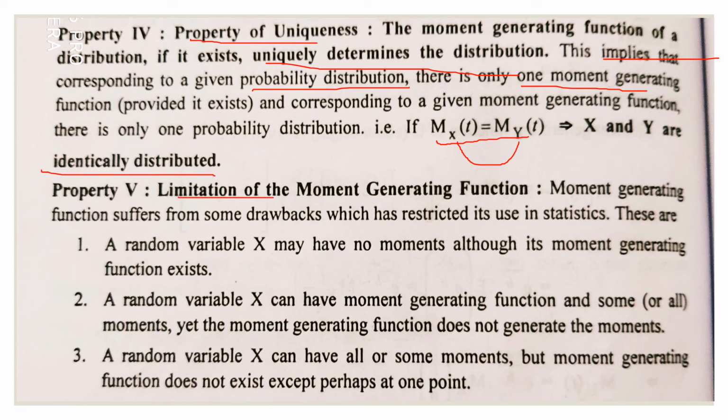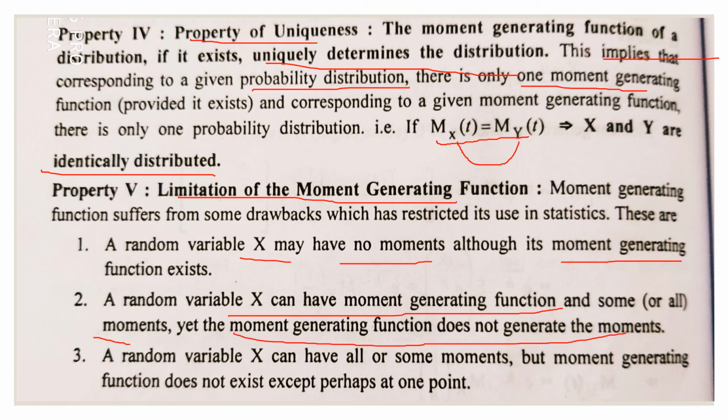Now we have some limitations. There are a few limitations of this moment generating function. A random variable X may not have moments, although its moment generating function exists. A random variable X can have moments, but the moment generating function does not generate the moments. It means it has moments, but the moment generating function is not useful to find them. And the third one is that a random variable X has all or some moments, but the moment generating function does not exist. So these are the properties of moment generating functions.